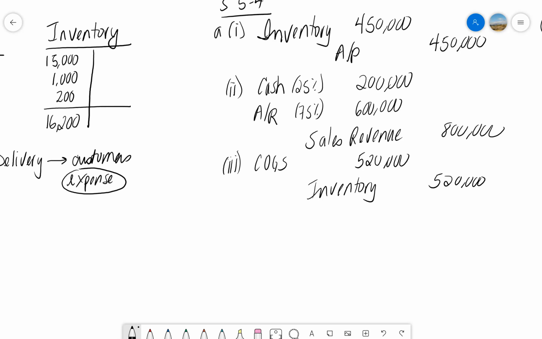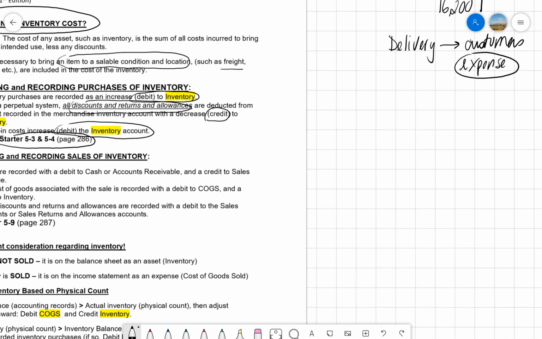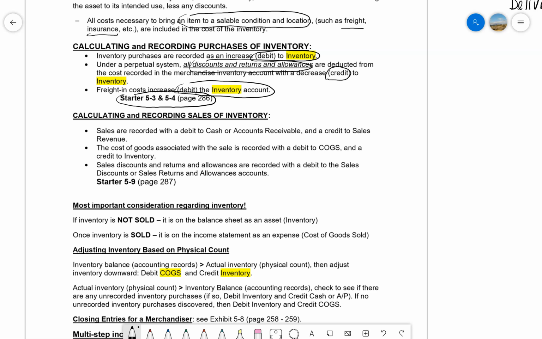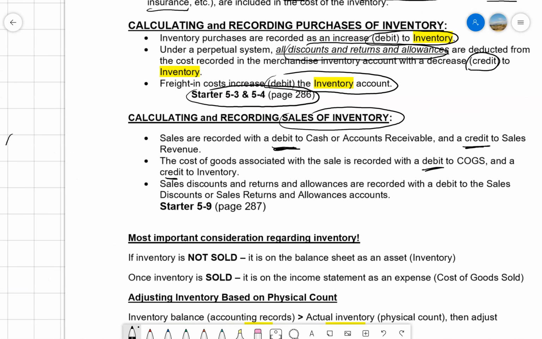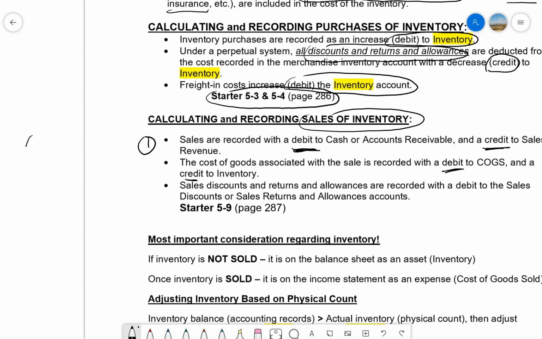So let's go back to our handout and let's look at the next topic. So the next topic we're going to look at is recording sales of inventory. Now, we just did a couple examples where we debited the cash or accounts receivable and the credit was to sales revenue. And then we also have to debit cost of goods sold and credit inventory. So once again, whenever there's a sale of inventory, we need two journal entries. One to record the sales revenue, and another journal entry to record the cost of goods sold.